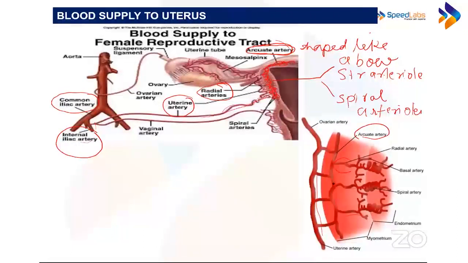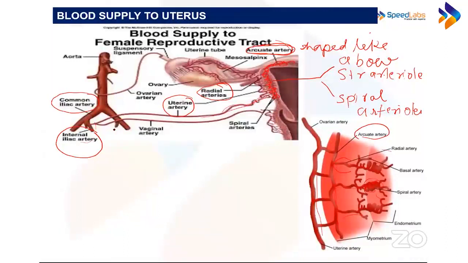So first is the arcuate, and the second is the radial artery. And the radial artery, just before entering the endometrium, divides into the spiral artery. The spiral artery is actually in the stratum functionalis. So when blood loss takes place, menstruation takes place, they do not break, they just coil after that, and then stop the menstrual flow. Okay, so this is in short how blood flow takes place into the uterus.